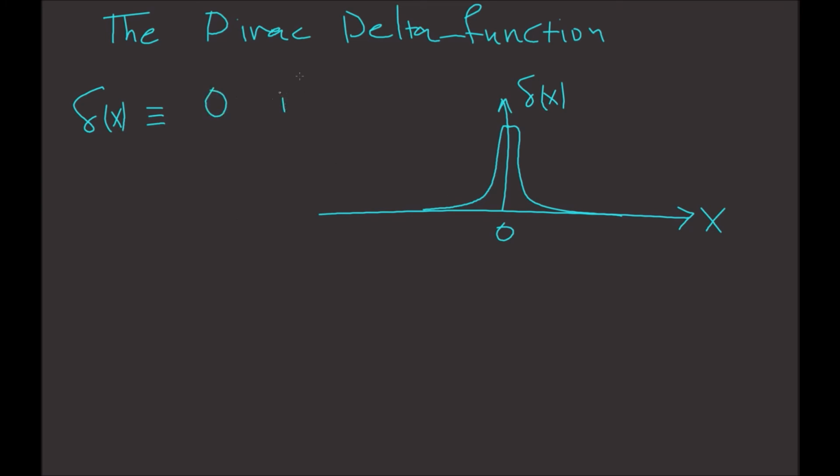So it's defined as delta of x equal to 0 if x is not equal to 0, and infinity if x is equal to 0. So it's 0 everywhere, but at x equal to 0 it's going to be infinity.